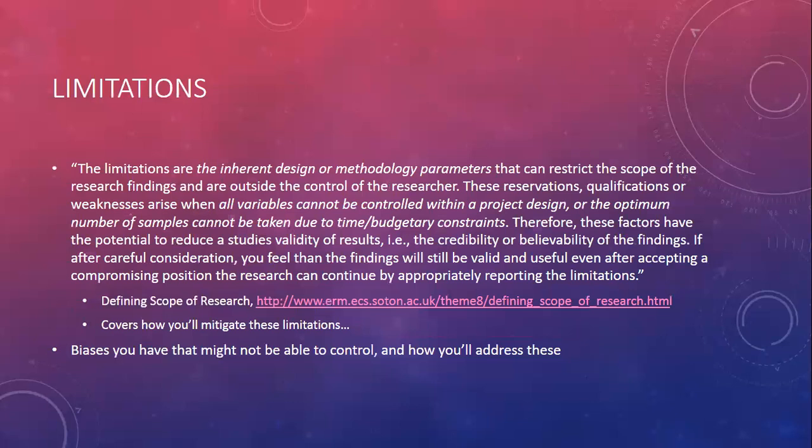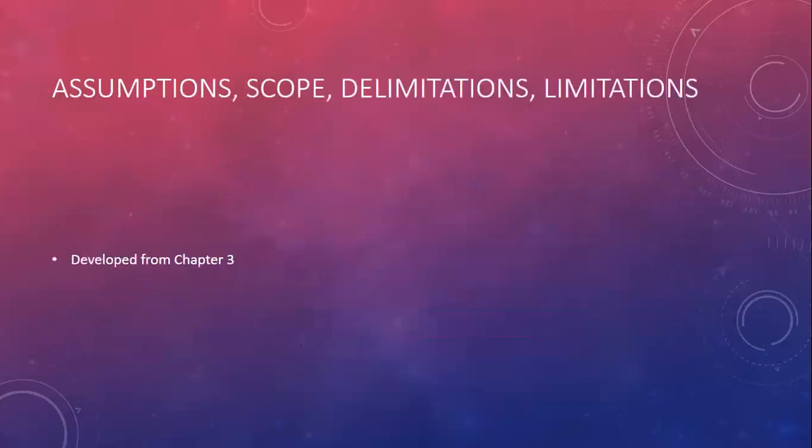Phenomenologies, you can only draw conclusions about people's experiences. You cannot draw conclusions about why they believe what they believe, how they came to believe what they believe. Those kinds of things are not part of a phenomenology. So everything has limitations based on the design of our methodology that's being used. Assumptions, scope, delimitations, and limitations all come from Chapter 3.